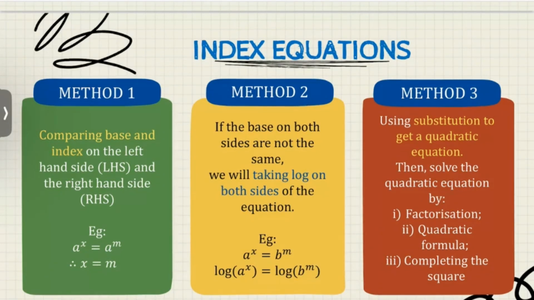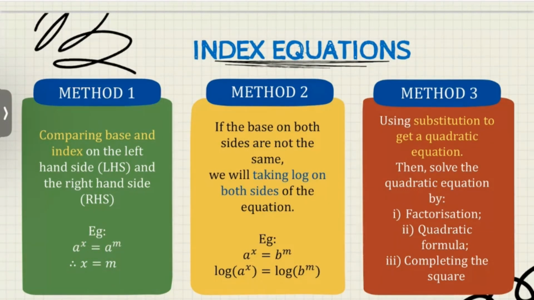So yang pertama adalah kita boleh gunakan comparing base. So what is comparing base? Bila kita nampak base on the left hand side and the right hand side are the same, for example a to the power of x and a to the power of m. So kita nampak base dia sama. So kita boleh directly compare its power. So dapatlah x equals to m. So itu yang pertama lah, method yang pertama.